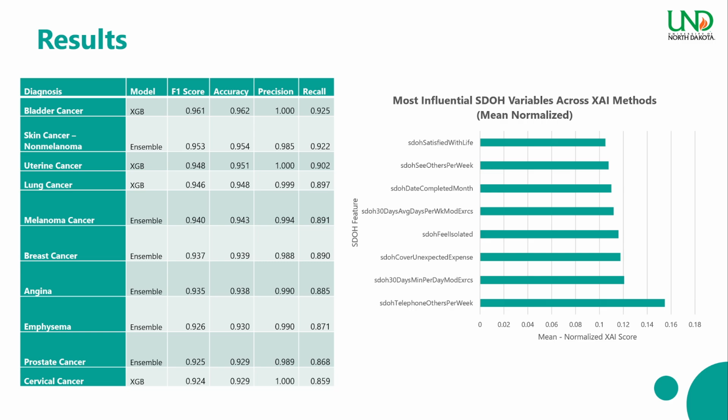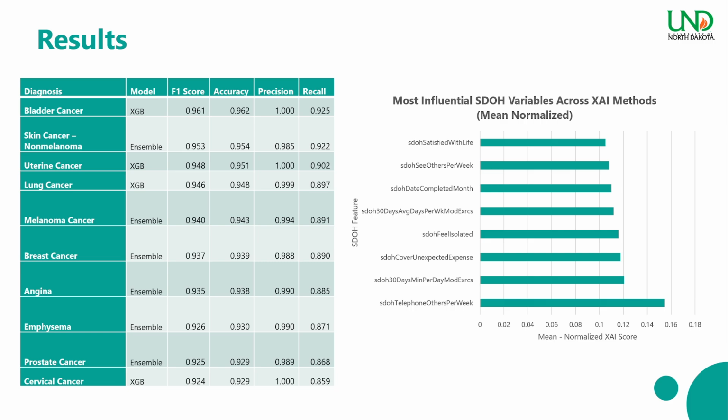And then on the right, we averaged and normalized the results from all 6 XAI methods to get a sense for which SDOH variables were the most influential across the board. For example, telephone interactions per week came out on top, and that might sound surprising, but in many models, it served as a proxy for social connectedness and isolation. Other important features include physical activity, financial resilience, subjective isolation, and general life satisfaction. These are variables that show up consistently across different conditions and explanation methods.